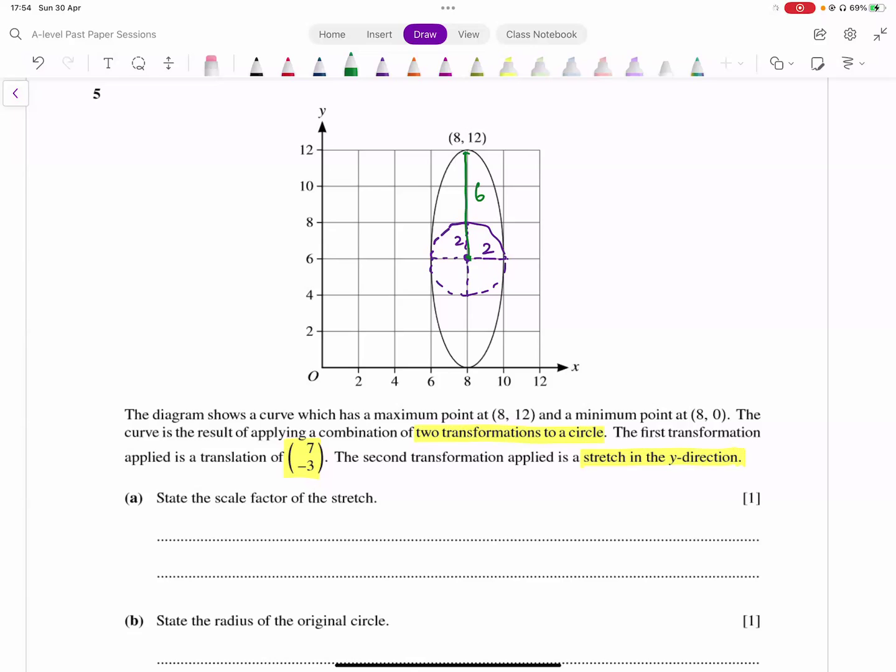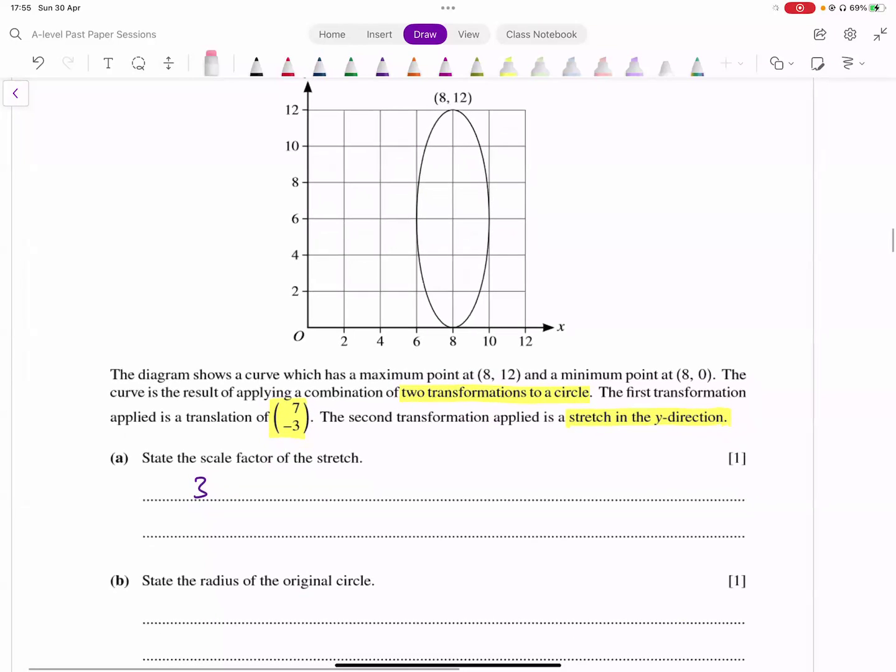What is the scale factor? 2 को किससे मल्टीप्लाई करेंगे तो 6 आएगा? 3. The scale factor that you have is 3. So essentially वर्टिकली आपने y कोऑर्डिनेट्स को 3 से मल्टीप्लाई कर दिया. That's what has happened.